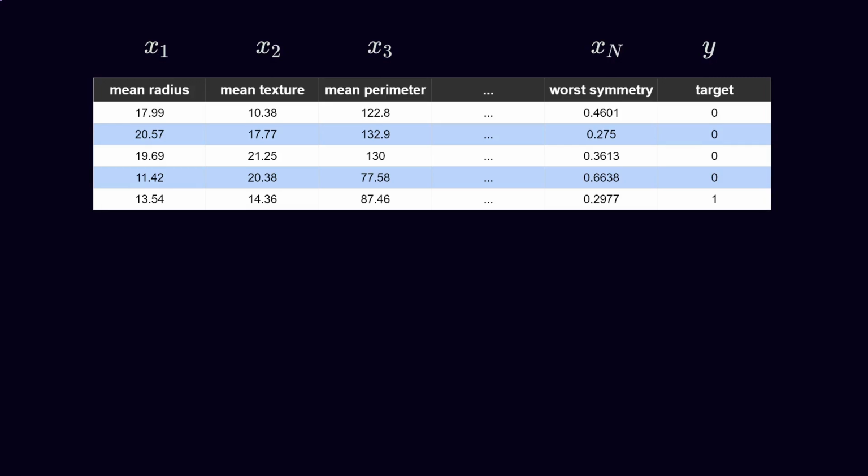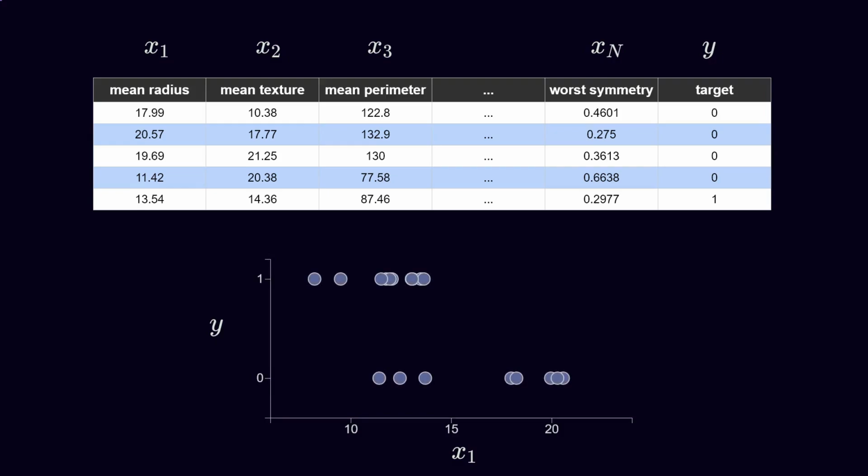To get a better understanding of what we're dealing with, let's visualize the data. We'll put the first feature, radius of the tumor, on the x-axis and the dependent variable on the y-axis. Notice that here we plot only a handful of the 500 observations for better readability. From the resulting one-dimensional scatter plot, we see that, on average, the bigger the radius, the more likely it is that y equals 0. That is, the tumor is of malignant type.